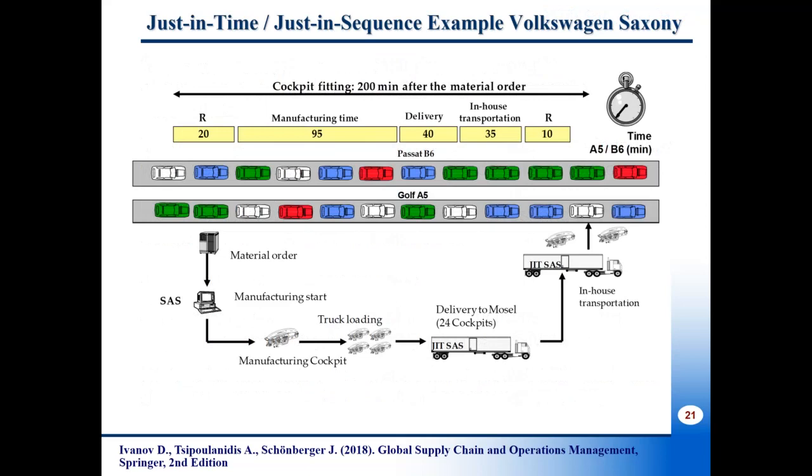Let's take a look at JIT technology at Volkswagen Saxony. The Volkswagen Saxony production plant is located in Mosel. The new plant was built as a greenfield concept in the early 1990s, looking back at a long car manufacturing tradition in Saxony. It was one of the largest construction sites in Europe.